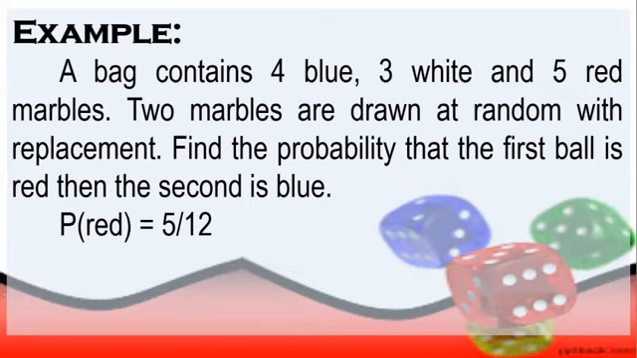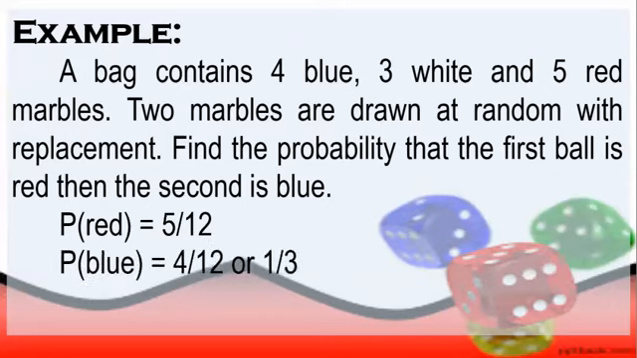So since there are 5 red marbles, that will be our numerator. And then for the denominator, bilangin lang po natin kung ilan lahat yung laman ng bag na yon. So we have 4 plus 3 plus 5, will give us an answer of 12 marbles. So all in all, sa loob po ng bag na yon, we have 12 marbles and 5 of them are red. Hence, the probability of red is equal to 5 over 12.